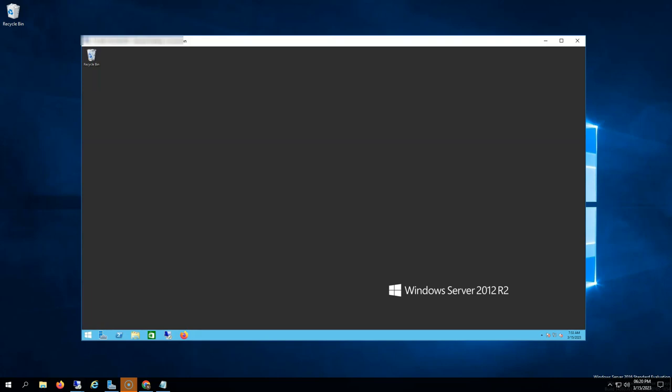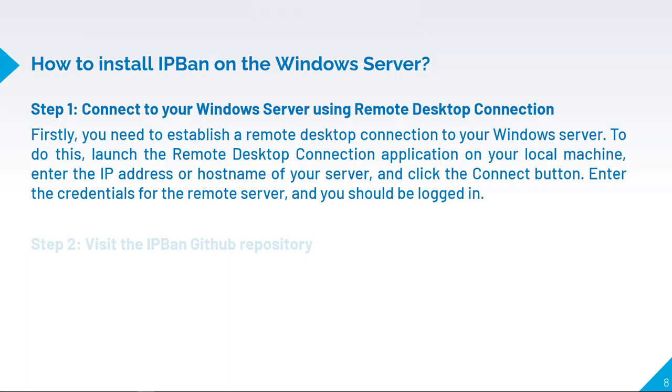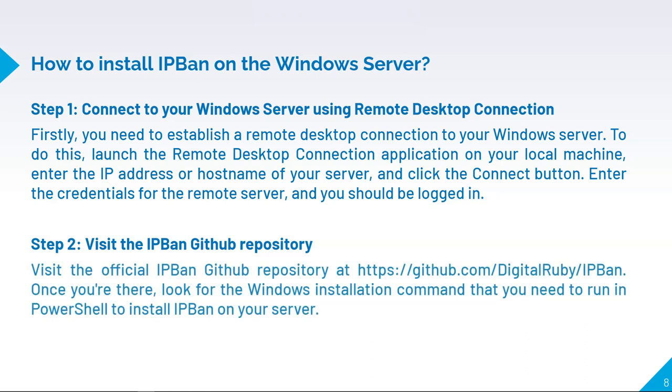We have successfully logged into the server. Step 2. Visit the IPBAN GitHub repository. Visit the official IPBAN GitHub repository at https://github.com/digitalruby/ipban. Once you're there, look for the Windows installation command that you need to run in PowerShell to install IPBAN on your server.